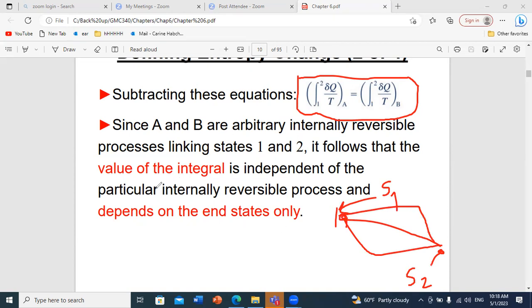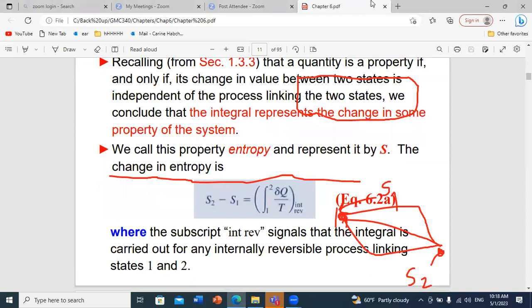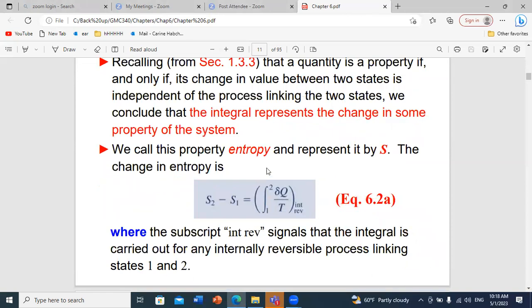Because the value of this integral is independent of the path, and will depend only on the end states, from here I can define a new variable, and this variable is the entropy S. So for this reason we said let us define the entropy in this way. If I go from point 1 to 2 in a reversible way, I can say that S2 minus S1 is equal to the integral from 1 to 2 of del Q over T.